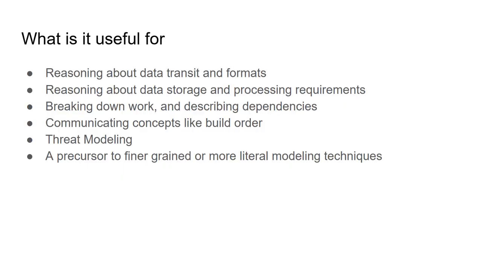A data flow diagram is useful for reasoning about data transit, formats, or encodings. It's useful for reasoning about data storage and processing requirements. They help you decide how to break down work, describe dependencies between that work, which helps you to communicate build order of a feature or suite of features. It's useful for threat modeling, and in the past I've used the STRIDE threat modeling process, which lets you label each of the building blocks in your system or on your data flow diagram with attack vectors.